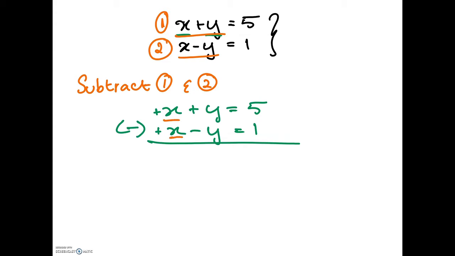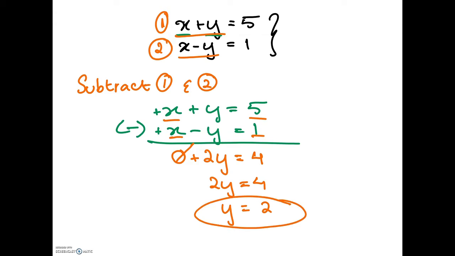So x minus x gives 0. So we're just going to write 0. y minus negative y, or y minus minus y, is basically positive 2y. Because if you think about it, it's y minus minus y, which is basically equal to y plus y, which is 2y. So that's basically 2y, and then if you subtract 5 and 1, you're going to get 4. So you can get rid of the 0 because zeros don't matter, and you'll get 2y is equal to 4. So then y is equal to 2 if you divide both sides by 2.